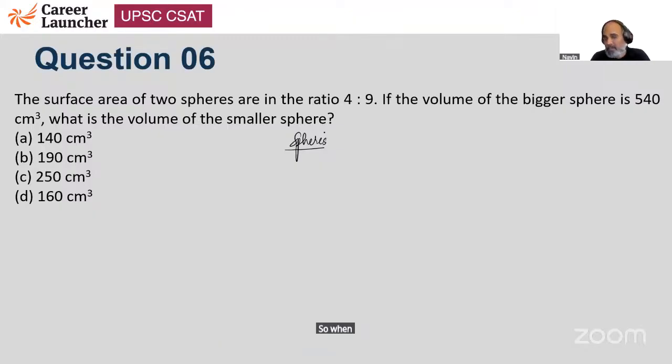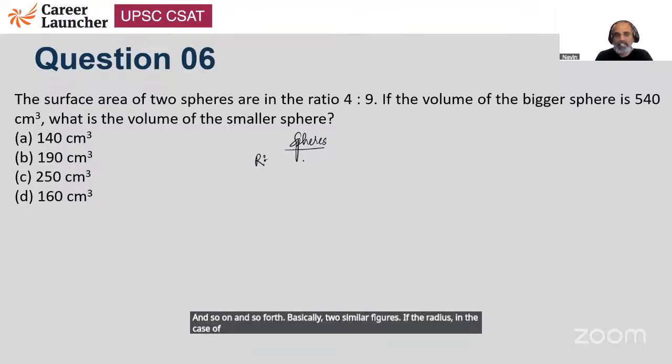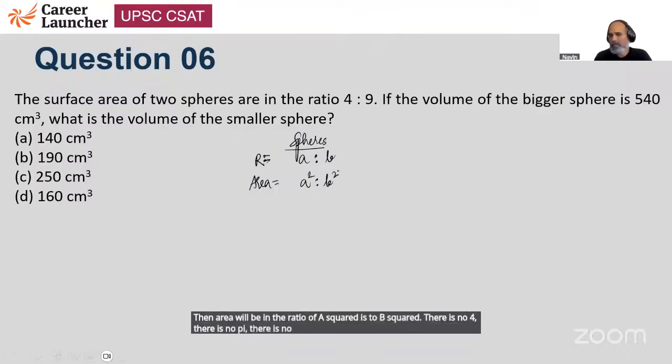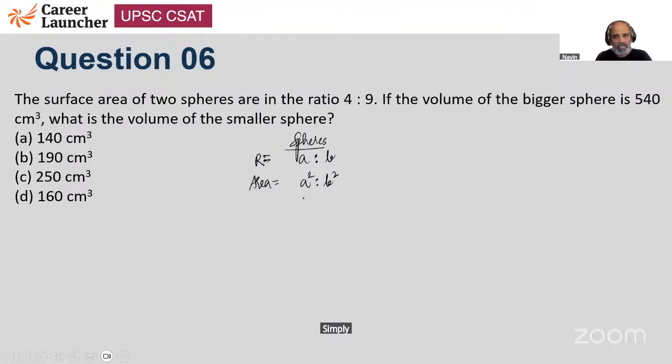So when you have any two spheres, any two cubes, any two tetrahedrons, any two regular hexagonal prisms, and so on and so forth, basically two similar figures, if the radius in the case of spheres is in the ratio A is to B, then area will be in the ratio of A square is to B square. There is no 4, there is no pi, there is no 2, there is no 3. कोई number नहीं है. Simply you need to square it.